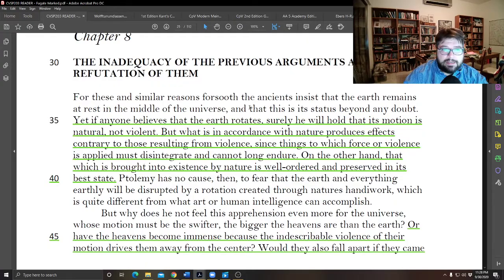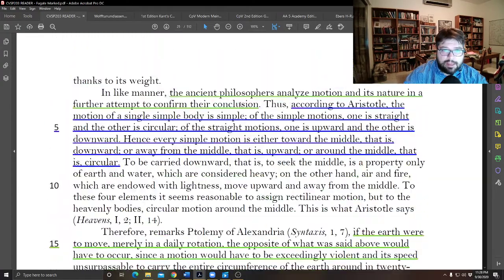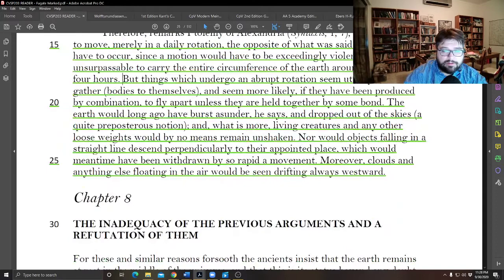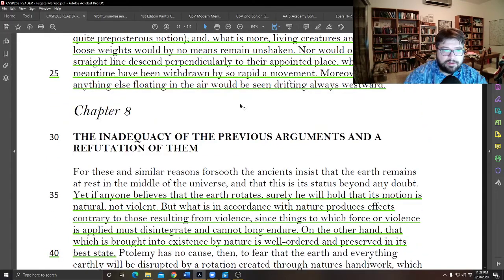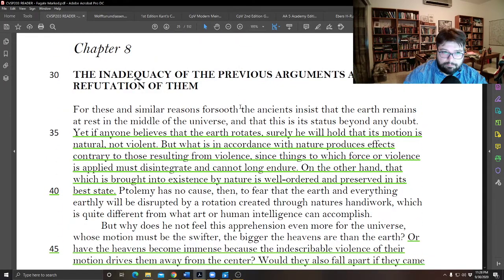Now chapter 8, so he's given the Ptolemaic arguments against the motion of the earth and the Aristotelian arguments against the motion of the earth. Now he's going to not prove that the earth moves again, but now we're going to get these arguments, why the other arguments don't prove anything, right?